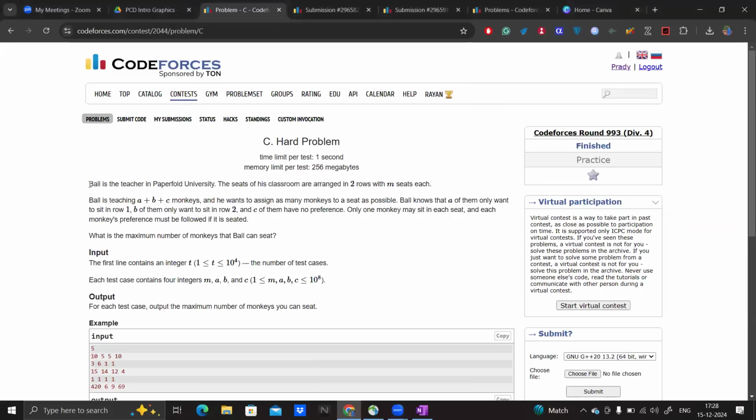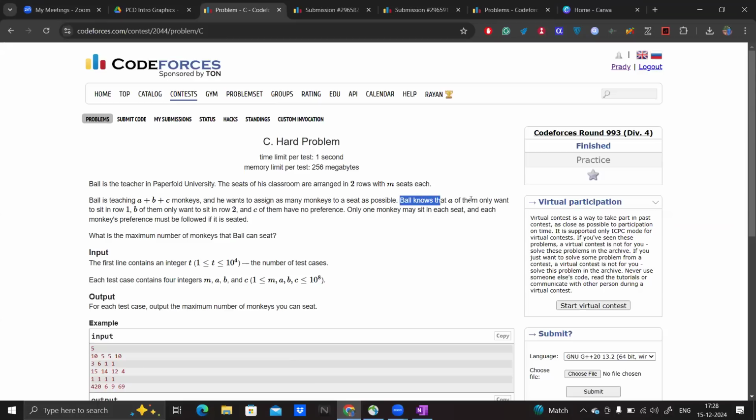So the problem says Ball is the teacher in Paperfold University. The seats of his classroom are arranged in two rows of M seats each. Ball is teaching A plus B plus C monkeys. He is teaching monkeys for some reason, and he wants to assign as many monkeys to a seat as possible, like the maximum amount of monkeys are seated.